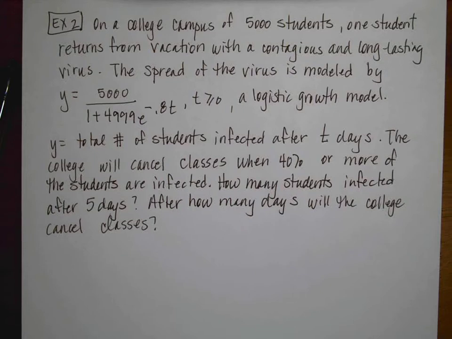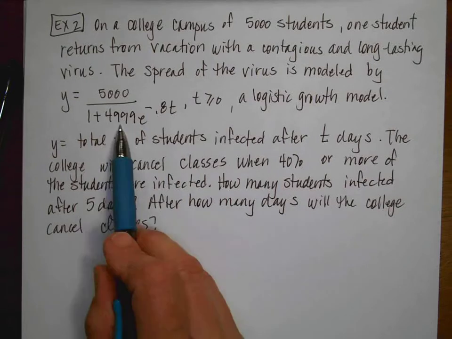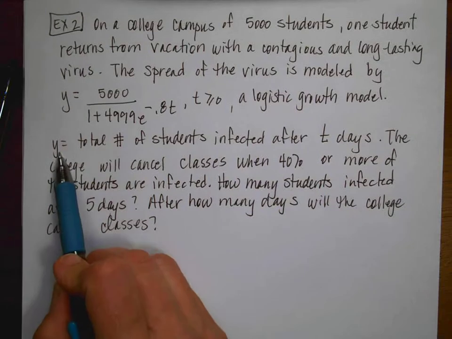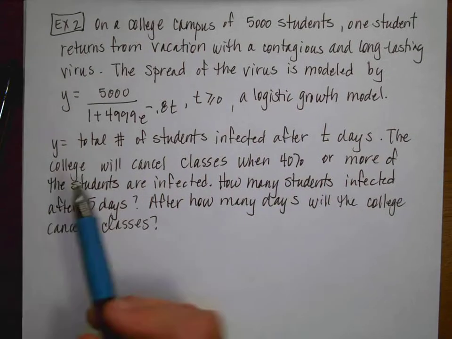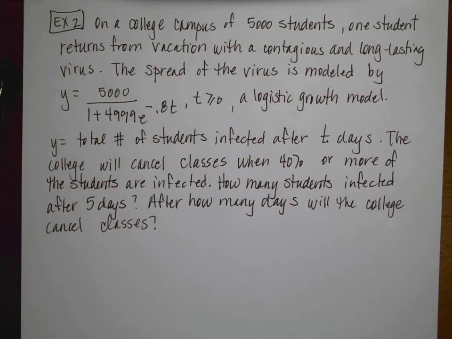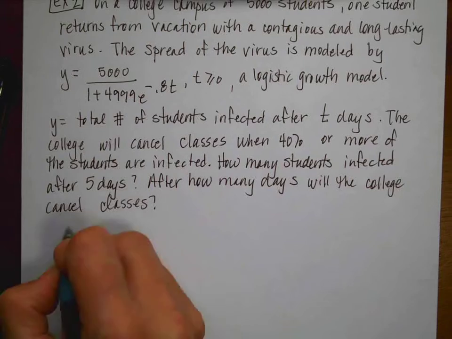On a college campus of 5,000 students, one student returns from vacation with a contagious and long-lasting virus. The spread of the virus is modeled by this particular equation, and notice that it's a logistic growth model. Y is the total number of students infected after t days. The college will cancel classes when 40% or more of the students are infected. It asks how many students are infected after 5 days, and then after how many days the college will cancel classes. It's fascinating to me that we are doing this math right now.